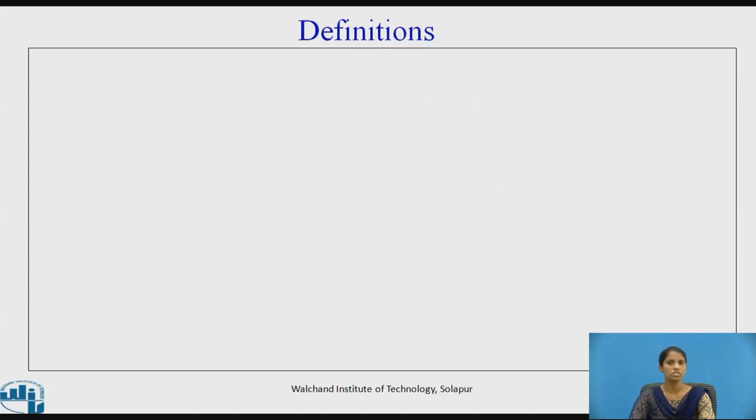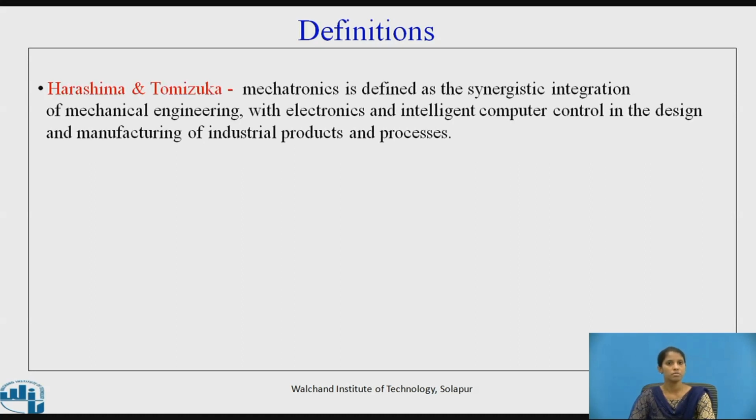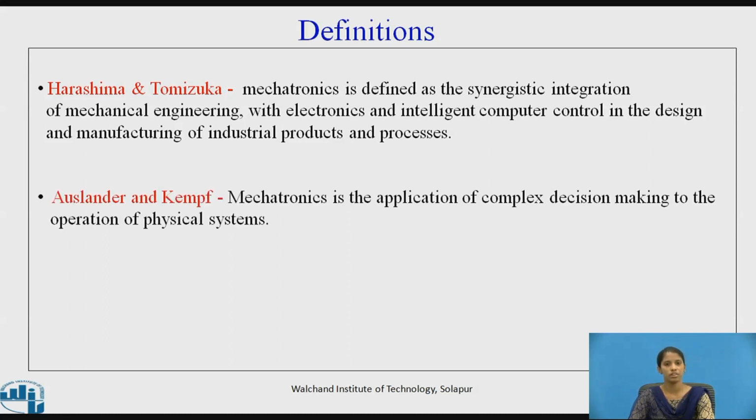So let's see the definitions quoted by various researchers. Harashima and Tomizuka, they gave the definition of mechatronics as the synergetic integration of mechanical engineering with electronics and intelligent computer control in the design and manufacturing of industrial products and processes. The next definition is given by Mr. Oslander and Kemp. They say mechatronics is the application of complex decision making to the operation of physical system.